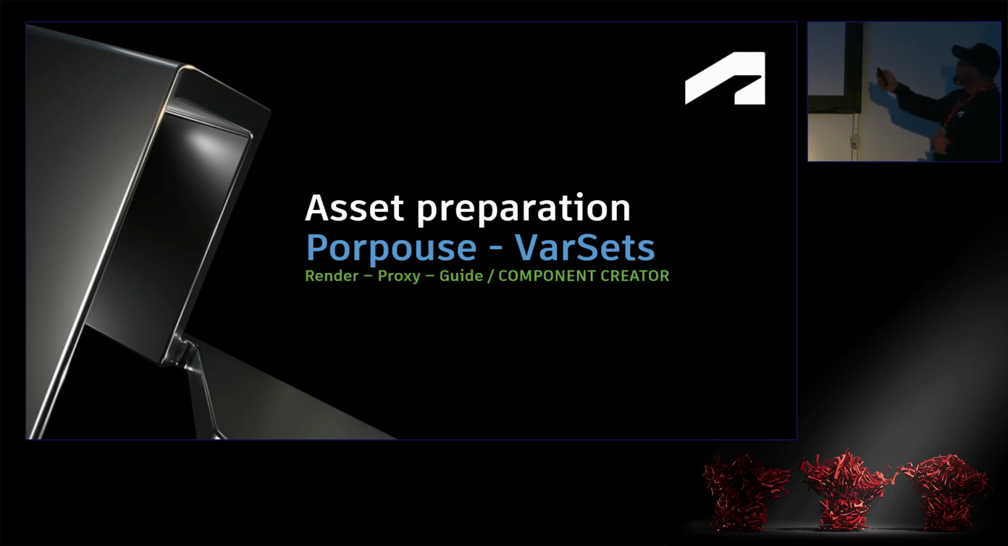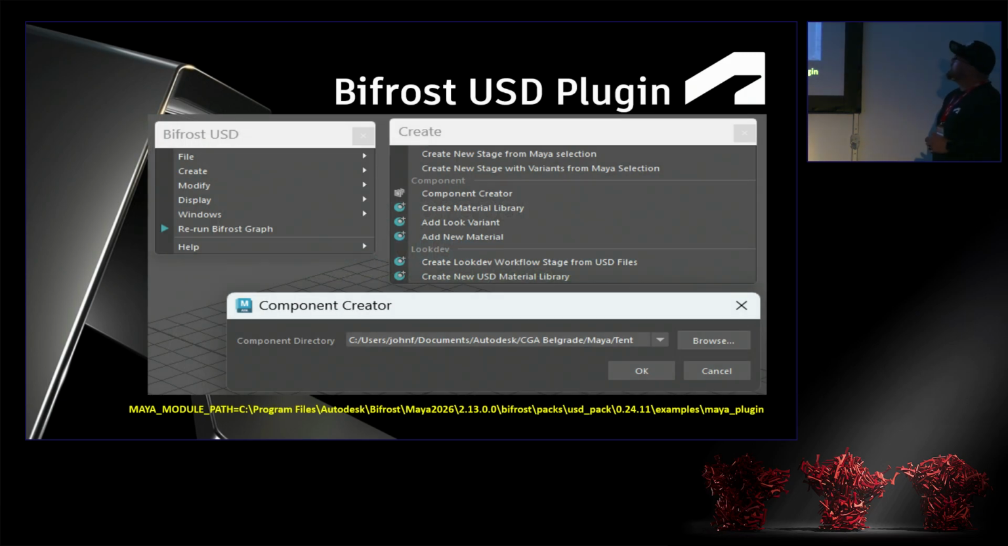That means: how do I prepare the asset? How do you give it purpose? And how do I create those variant sets, meaning how do I create those components? We now have something we call the component creator, and this is a feature that is not really exposed at the moment.